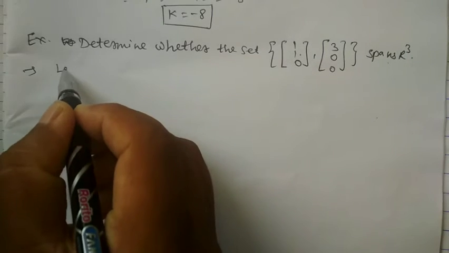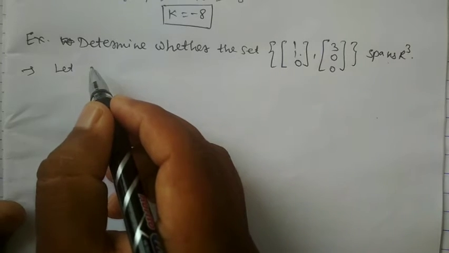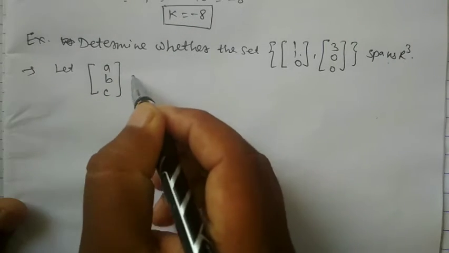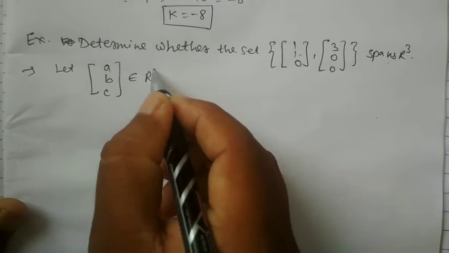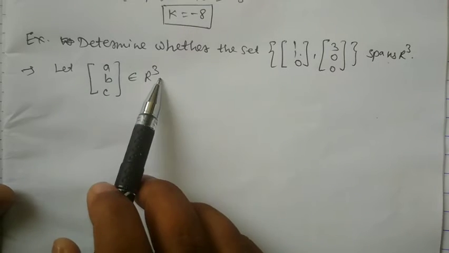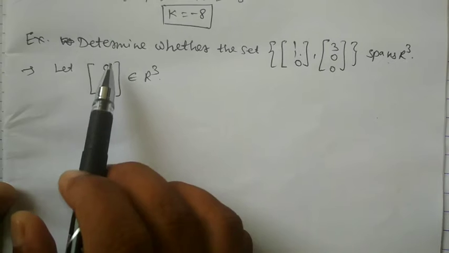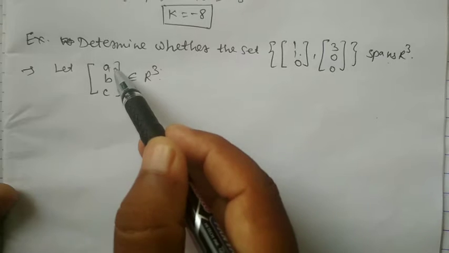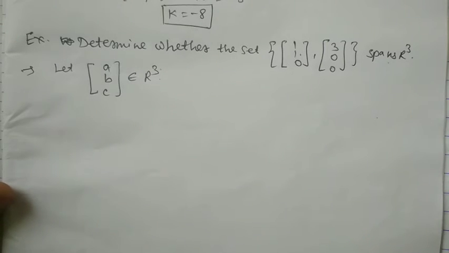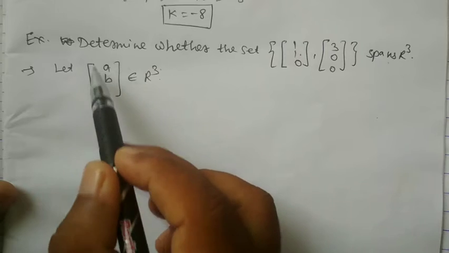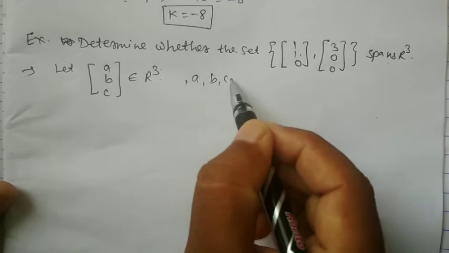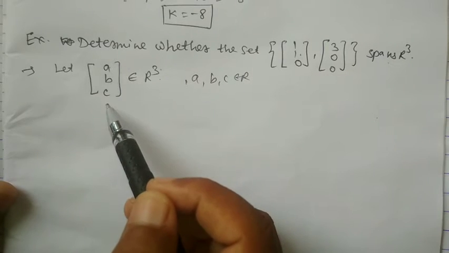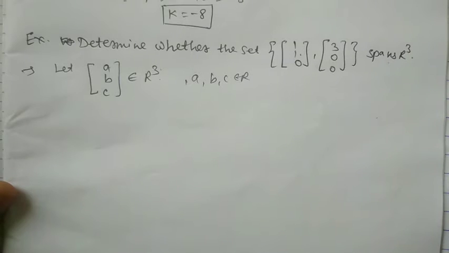So let us consider any element from this R cube. Let A, B, C be any element from R cube. How to write the element from R cube? This is a column matrix having three elements A, B, C. R to the 4 would have 4 elements, and R square, we'll consider the two elements A and B. Now A, B, C are real numbers, and we have to check whether any such vector can be written as a linear combination of these two vectors.